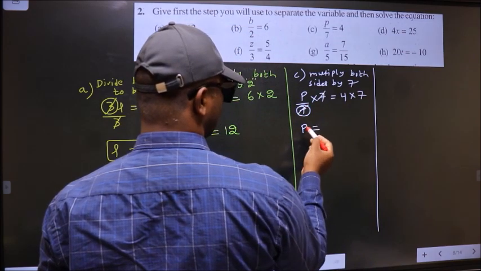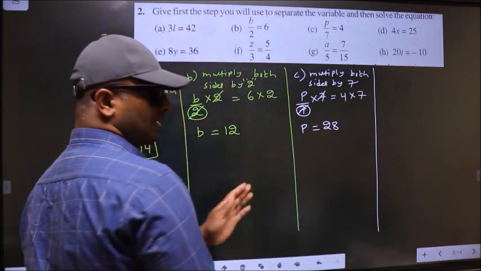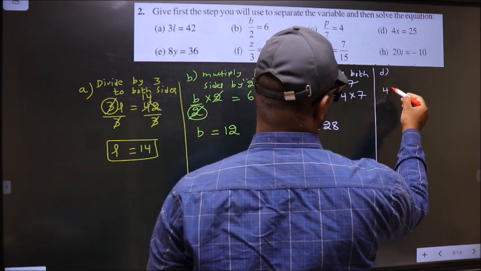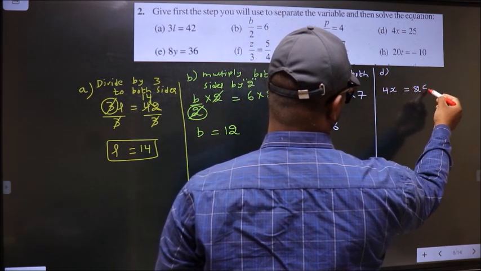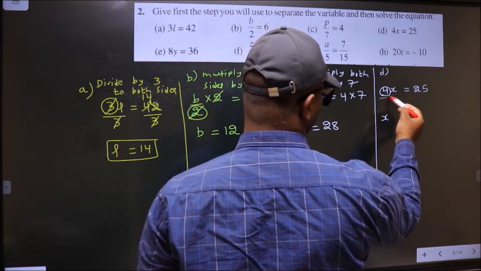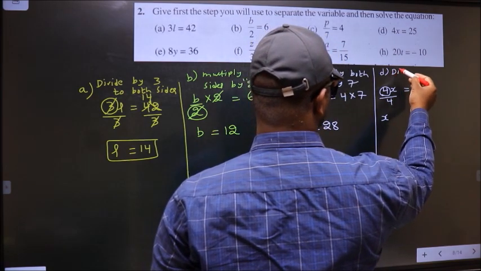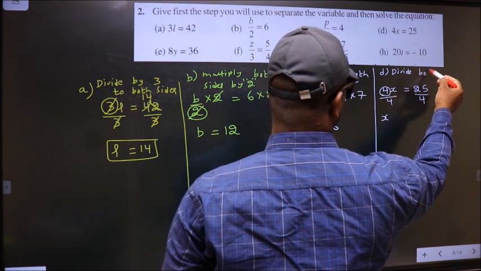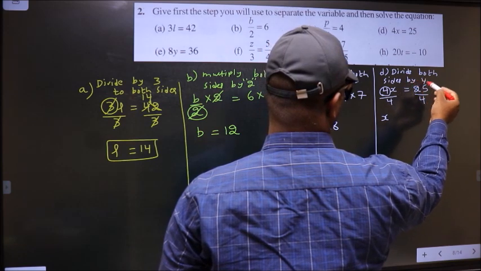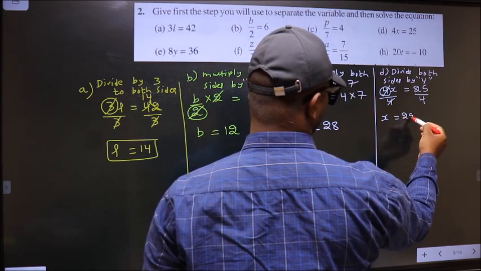So here this cancels out, P equal to 4 into 7, 28. Next, D, 4x equal to 25. Now to get x, we should remove 4. To remove 4, you divide by 4 on both sides. So step is divide both sides by 4. So this cancels out, here x equal to 25 by 4.